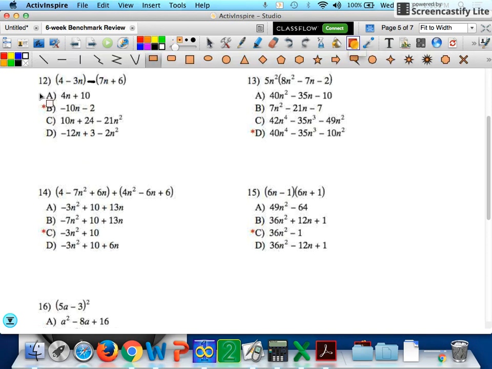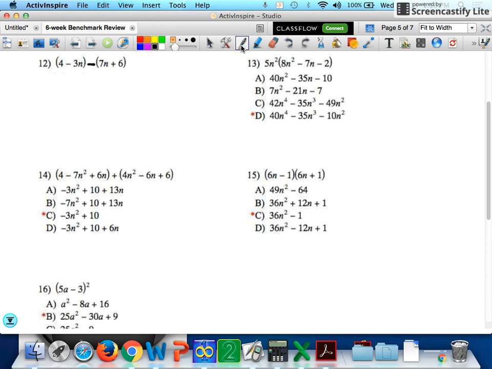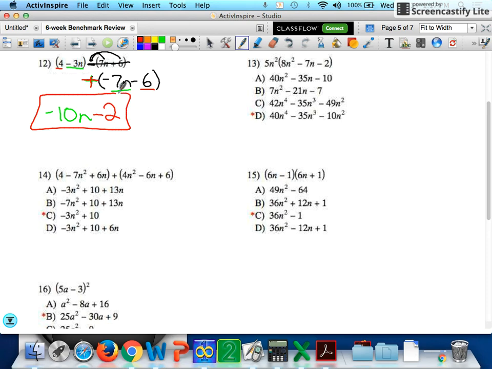What I mean by that is you take this subtraction sign and you bring it to the other two pieces and change it to an addition problem. So now we have plus negative 7n and negative 6, and it's time to combine like terms. Negative 3n plus a negative 7n is negative 10n. 4 plus negative 6 is negative 2. A lot of people are much better with addition than they are with subtraction, so you can just change it into an addition problem. Okay?